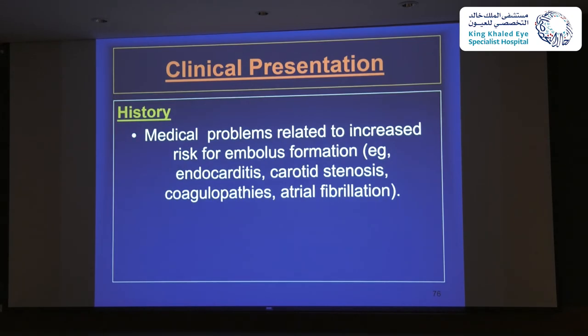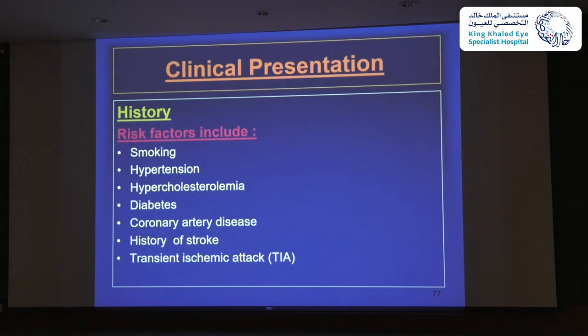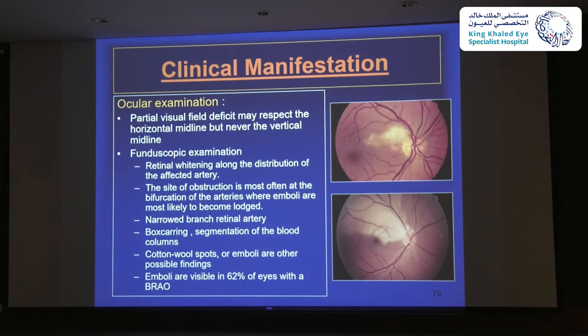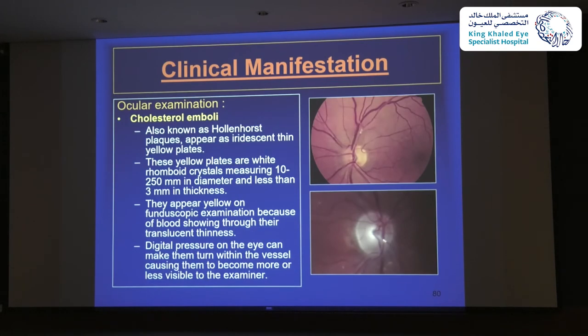Medical problems we need to think about, as we did in central retinal artery occlusion, include endocarditis, carotid stenosis, choroidopathies, and arteritis. Risk factors include smoking, hypertension, hypercholesterolemia, diabetes, coronary artery disease, history of strokes, and transient ischemic attacks. And 75% of the patients have hypertension or carotid occlusive disease. The examination is almost the same, but instead of diffuse retinal edema, we usually have sectorial edema.